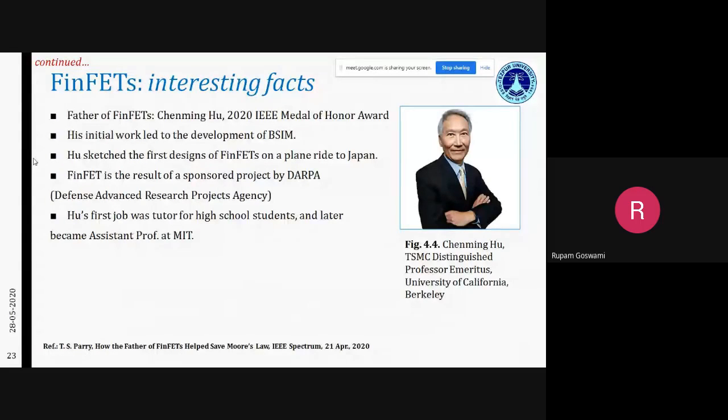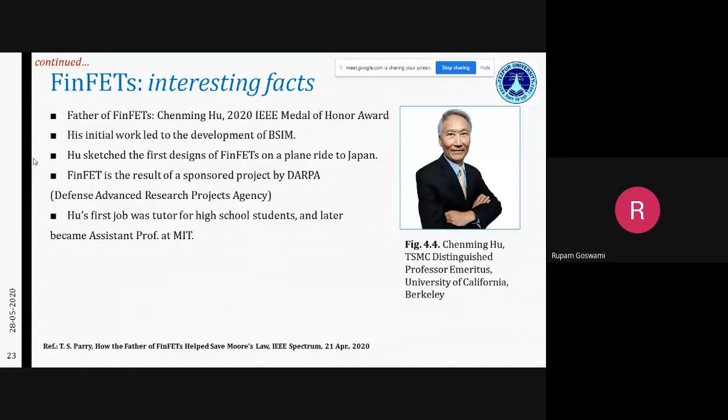Most of you must have come across his research papers. They are very interesting, particularly the ones on hot electron effects. And also, Hu's books are available for postgraduate and undergraduate studies on MOSFETs. And Hu's first job was a tutor. He was a tutor for high school students, and later he became assistant professor at MIT. And currently he's the TSMC Distinguished Professor Emeritus, University of California, Berkeley.